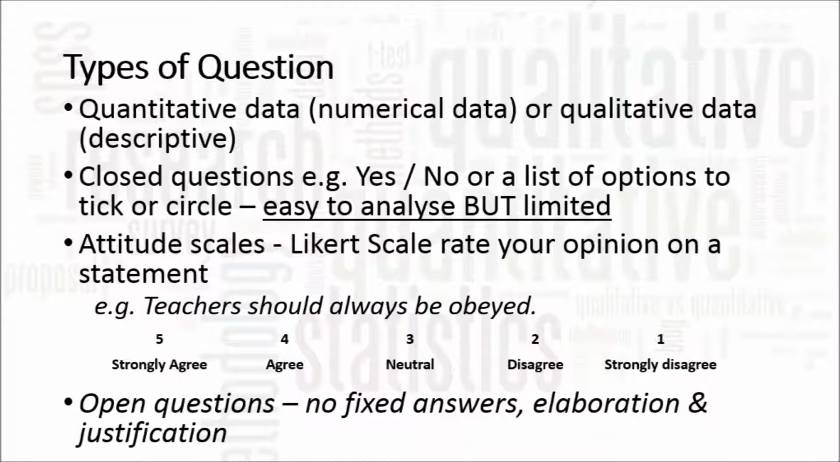We could use an attitude scale such as a Likert scale, which is where a person or respondent rates their opinion on a particular statement. For instance, teachers should always be obeyed, and they may give a strongly agree to a strongly disagree on how they think about that statement. Finally, we've got open questioning where there's no fixed answers. The respondent is allowed to elaborate and also justify their opinions.